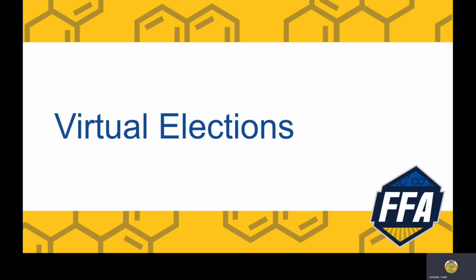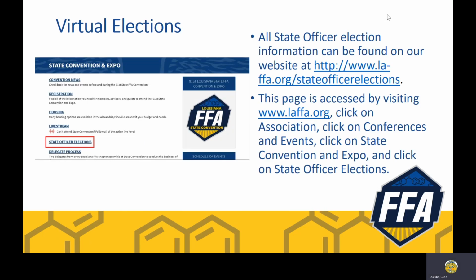The most important thing for you right now is to know that all information on the virtual election process can be found on our website. There is a specific page that has been created called State Officer Elections. The way that you can access this page is by going to our state website at www.laffa.org. You'll click on Association on the top bar.